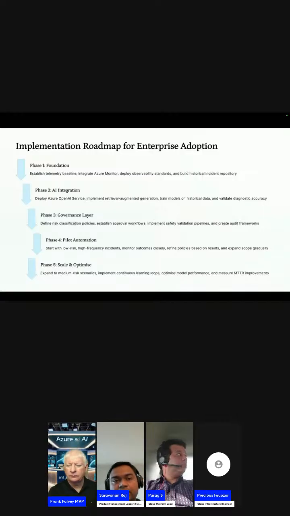And then we can start with a pilot. Maybe you can pick certain services, start low risk, and then you can graduate onto higher frequency or higher severity type incidents and outages. And this type of a framework would help land with lowest possible risk and highest success rate.